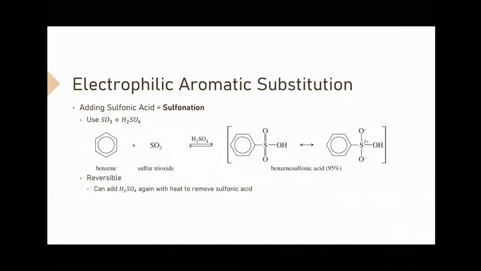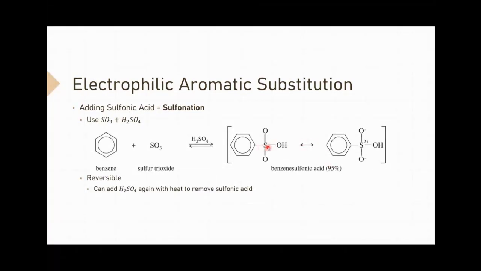If I want to add a sulfonic acid, which is SO3H, like this, I would just do SO3 and sulfuric acid. What's special about this is that it is reversible, so I can add sulfuric acid again with heat, and I could remove it.